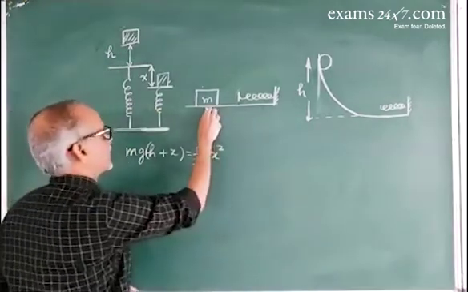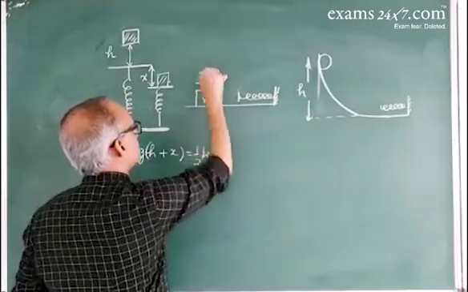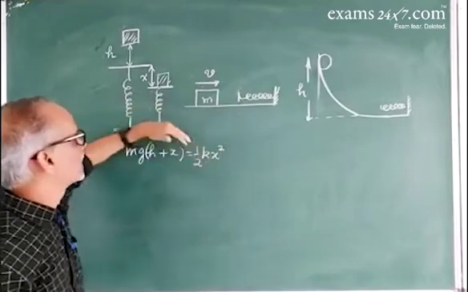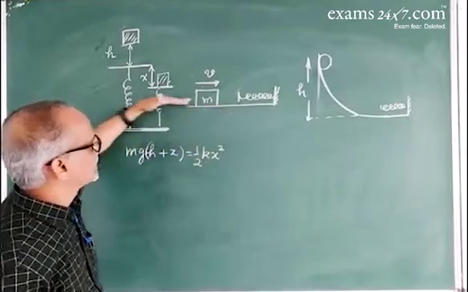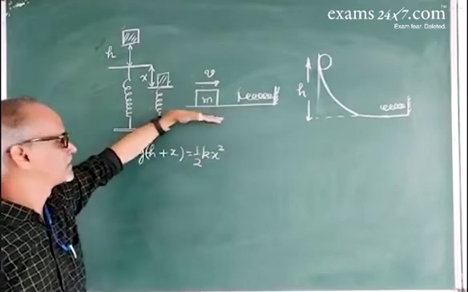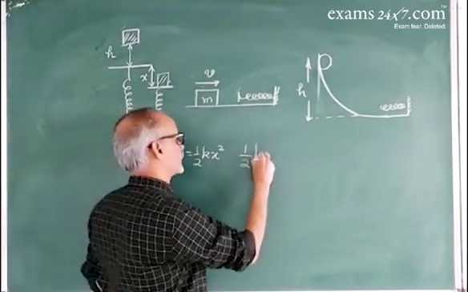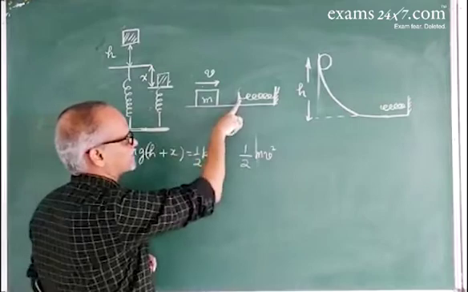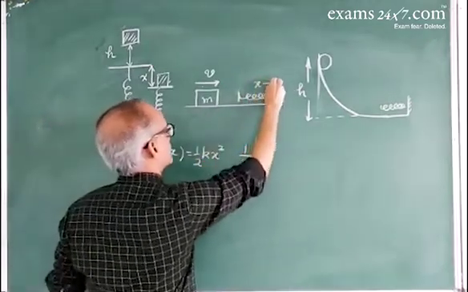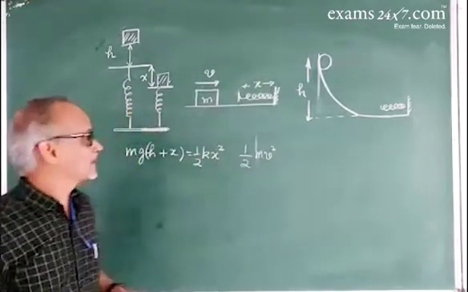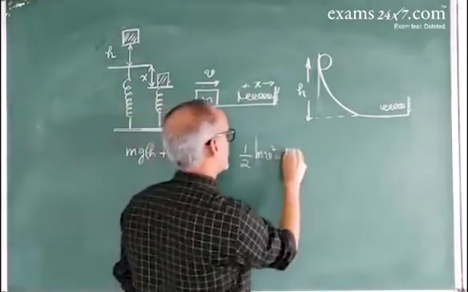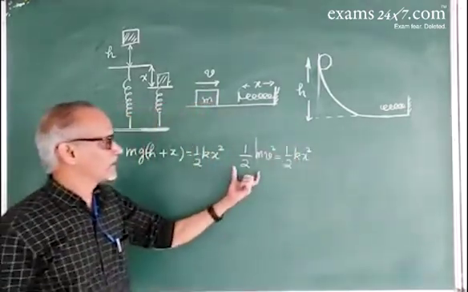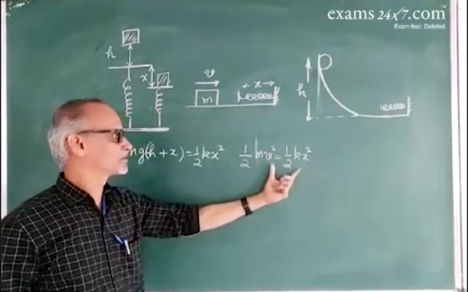So here we have a block M which moves with a velocity v on a smooth surface. And when this block moves with the velocity, it possesses kinetic energy, which is half mv square. And when it collides with the spring, the spring gets compressed to a distance x. So therefore, half mv square is equal to half kx square. So kinetic energy is converted into elastic potential energy.